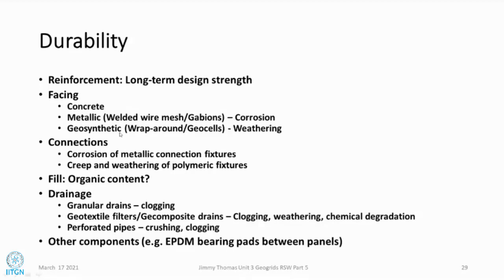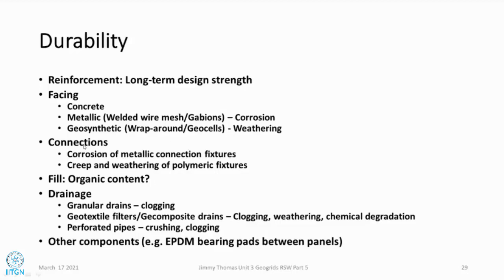And wherever we have exposed geosynthetic, like wraparound facing or geocells, then the main degradation mechanism is weathering, that is, exposure to the atmosphere. Mostly it is the degradation due to ultraviolet rays. So this aspect we have to take care of. We have to assess the life or protect it with vegetation. If the geosynthetic is covered with vegetation, then it will have a much longer life.